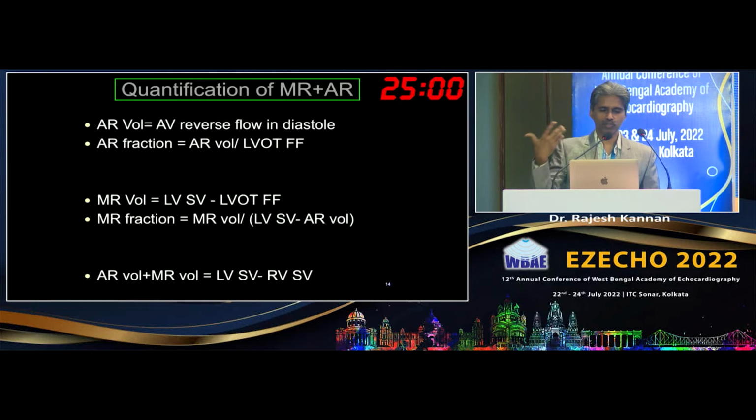It directly shows how much regurgitation is happening at that level. So there is no problem in quantifying the AR even in the presence of a multivalvular disease.